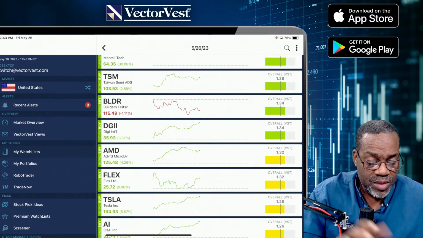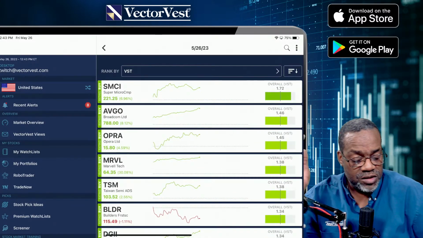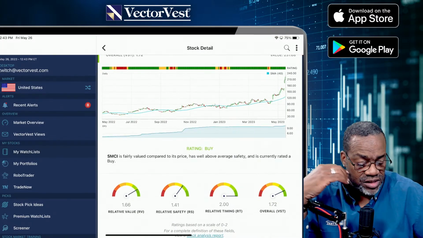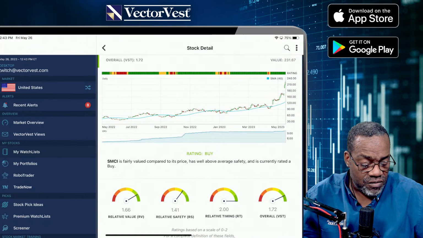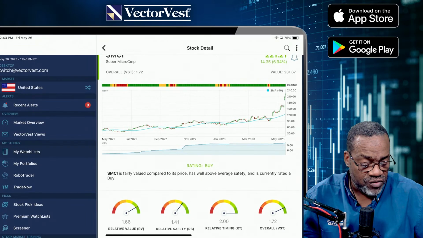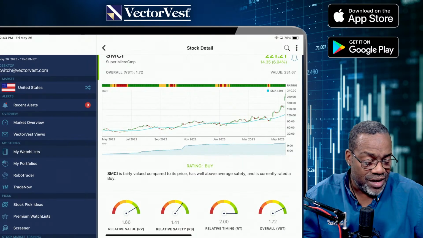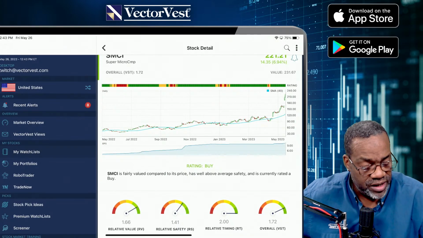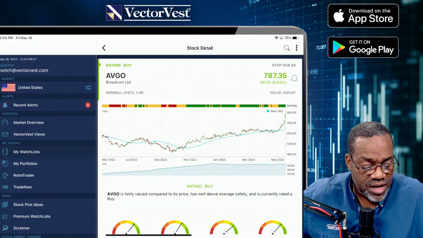Now that that's done, let's go look at the graphs real quick. We'll blow through these graphs. First thing, SMCI, chip stock, fundamentally sound, relative value, relative safety, both above one. The stock's in an uptrend. Rising earnings. You got to love the stock. There's no ifs, ands, or buts about it. Let's go to the next stock.